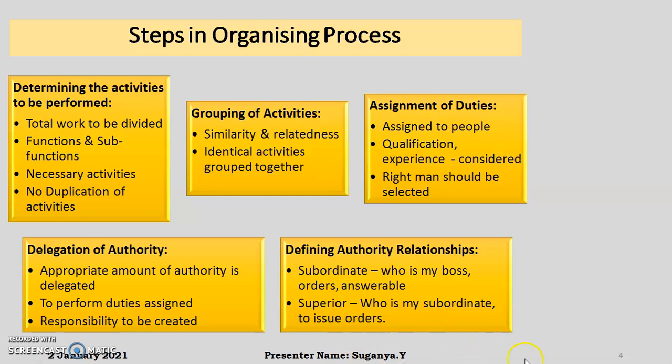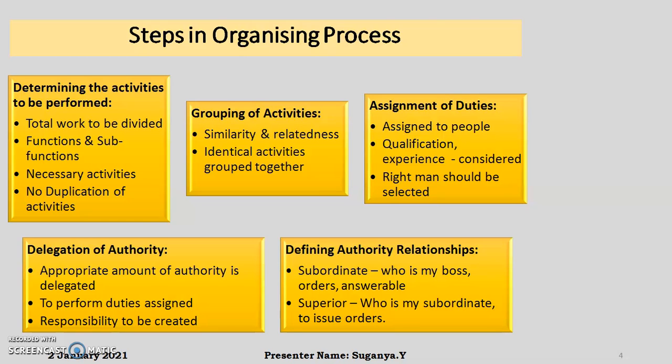Similarly, everyone in the company should know who is my boss, from whom I should receive my orders, and to whom I am answerable. So in this way, everyone, both superior and subordinate, should be very clear about who is my boss, from whom I should take orders and to whom I am answerable. Similarly, every superior should know who is my subordinate, to whom I can issue orders. So all these are the 5 steps or stages involved in the organizing process.